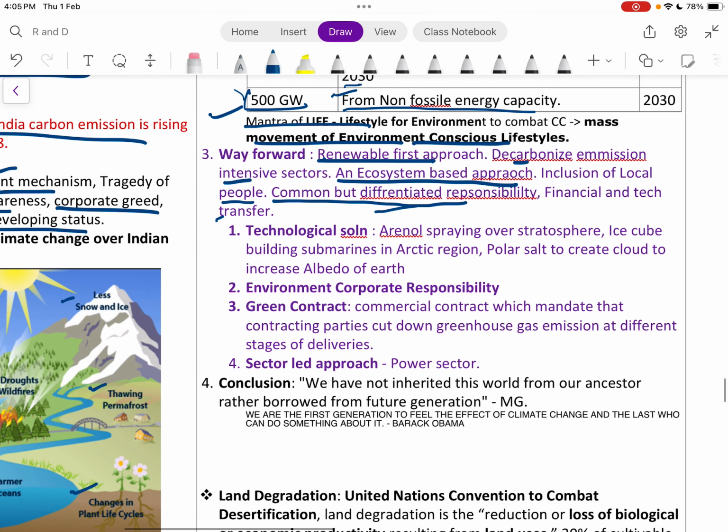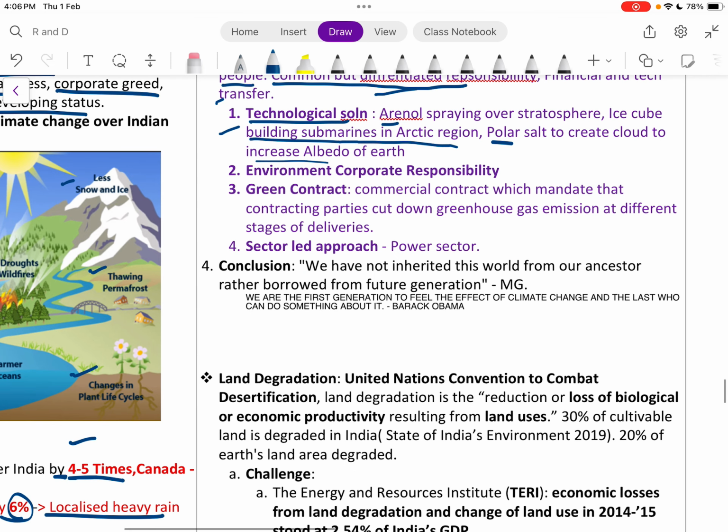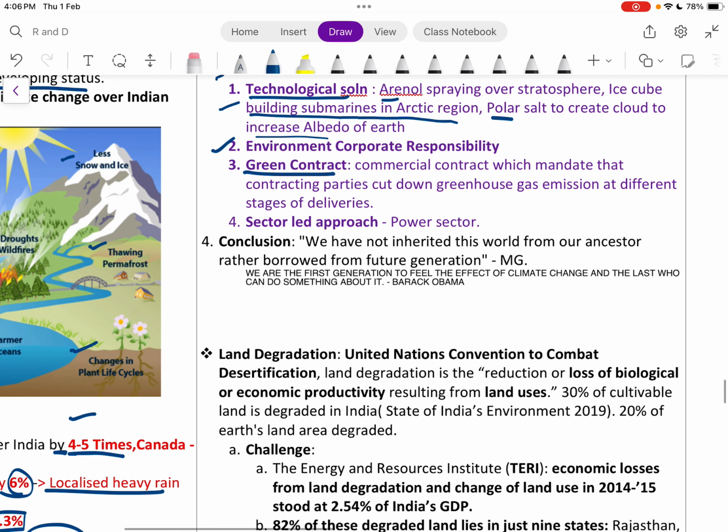Technological solutions: aerosol spraying over the stratosphere, ice cube building submarines in the Arctic region, polar salt to create clouds to increase the orbit of Earth. Environment corporate social responsibility, green contracts, commercial contracts which mandate that contracting partners cut down greenhouse emissions at different stages of delivery, sector-led development such as the power sector.